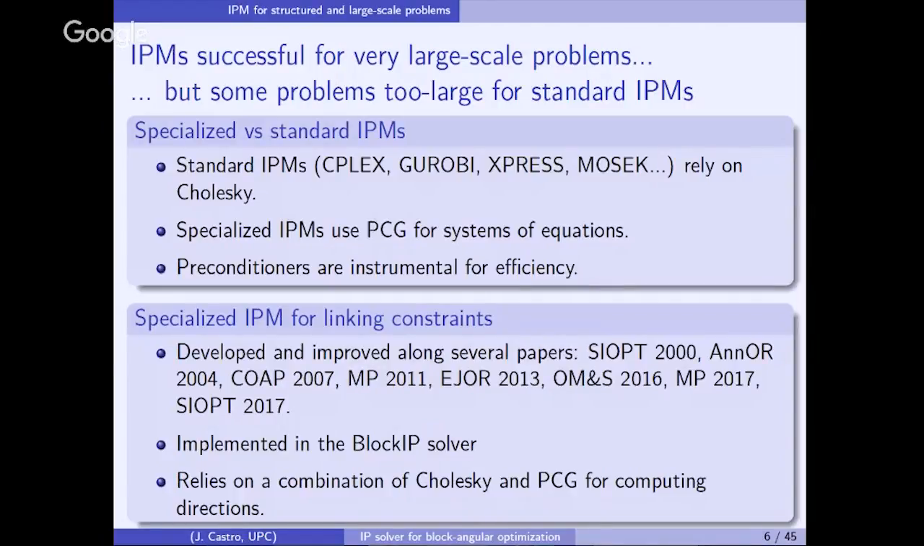So when they are at that point, they want to compute the next movement direction, they need to solve a system of equations using Cholesky factorization. That's fine for most problems, but when you have a million or a billion constraints or variables, you cannot use Cholesky. It's too difficult. You need too much memory. And then in that case, it's very important to use an alternative solution method, for instance, conjugate gradients. So most specialized interior point methods use conjugate gradients for computing the direction of movement. And that's the method that I'm going to explain now, okay?